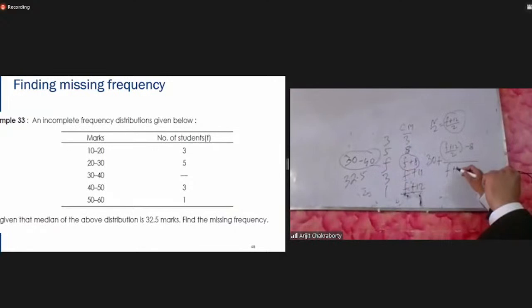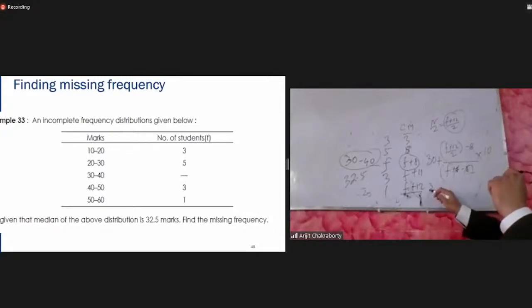So f plus 8 minus 8, multiplied by the class interval 10. If you solve it out, the plus 8 and minus 8 go out, we get f here, and here we are getting f plus 12 minus 16 by 2. So we are getting 30 plus f minus 4 in the numerator, and in the denominator you get 2f multiplied by 10. This is equal to 32.5.